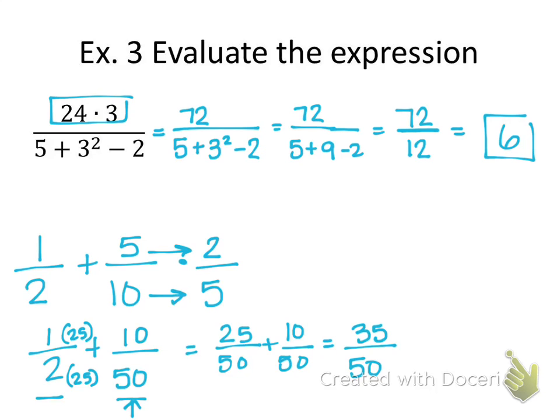Because this fraction can be simplified, I need to do that. What number can go into both 35 and 50? 5. So I divide each by 5. And I get 7 over what? 10. And that would be my final answer. Okay?